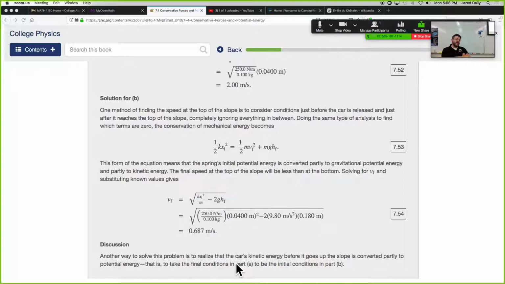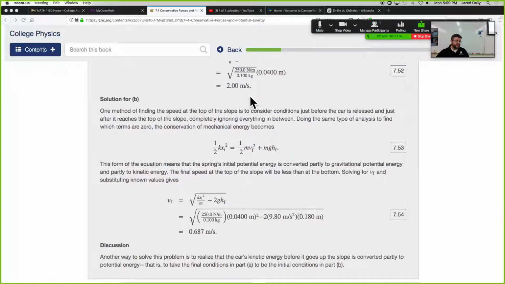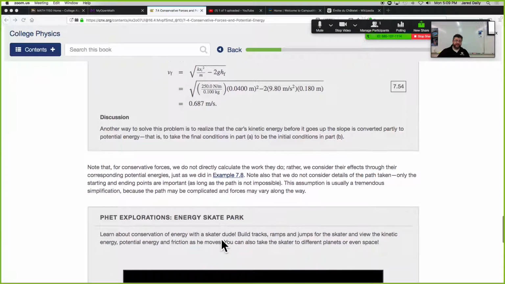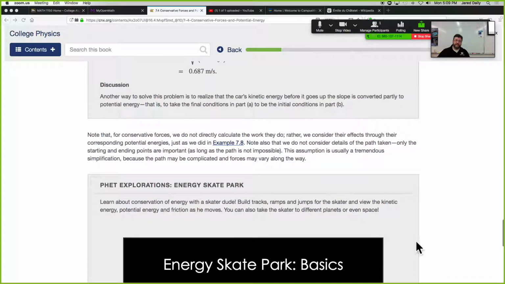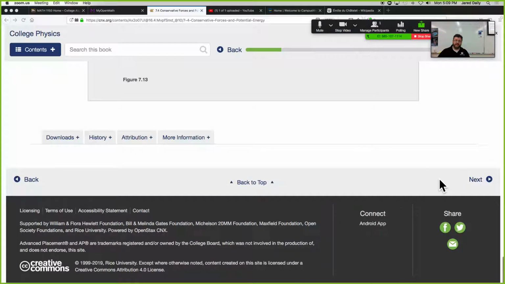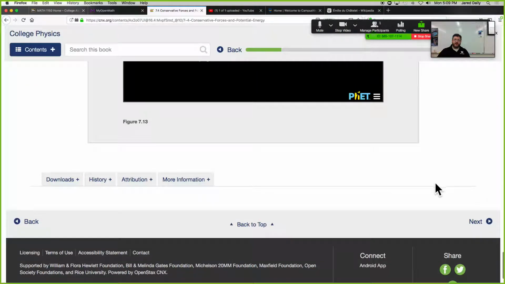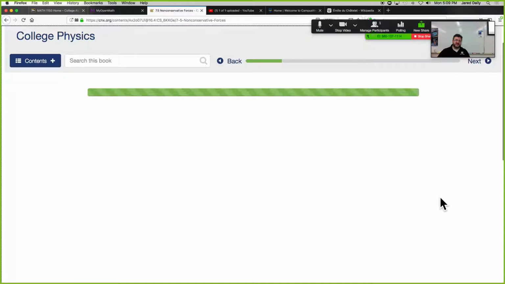It's going 0.687, and you'd expect to be going less when it went to the top of the hill, and it is. At the bottom of the hill, right after it comes off the spring, it's going 2 meters per second. At the top of the hill, after it's come off the spring and gone up the hill, it's going less than 1 meter per second, which makes sense. So, that is the idea behind these problems.